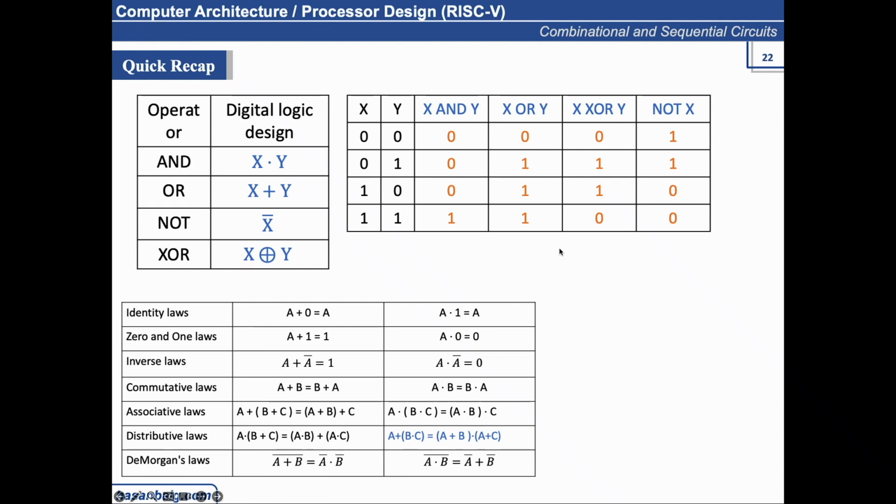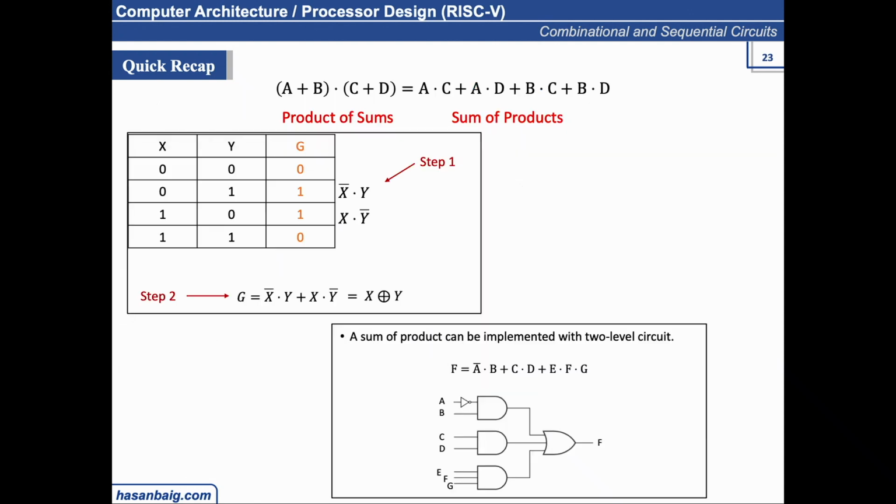We studied how we can define the behavior of a circuit in the form of a truth table, and then from the truth table we learned how to construct a Boolean expression, and then how the Boolean expression is converted into a digital circuit.